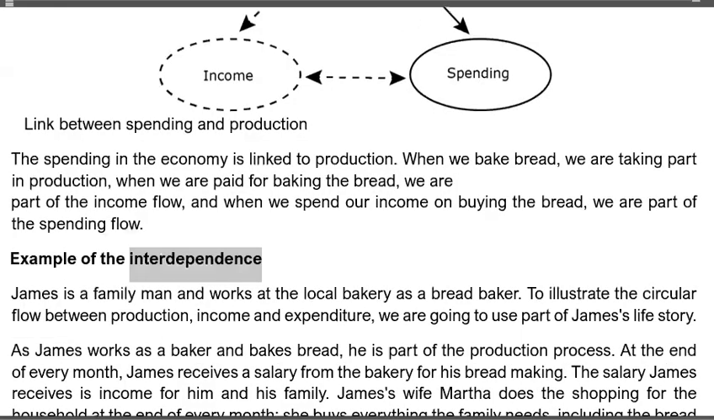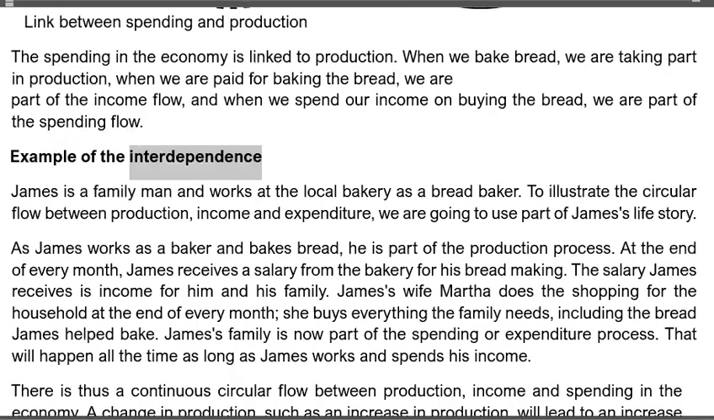Example of the interdependence. James is a family man and works at the local bakery as a bread baker. To illustrate the circular flow between production, income and expenditure, we are going to use part of James's life story. As James works as a baker and bakes bread, he is part of the production process. At the end of every month, James receives a salary from the bakery for his bread making. The salary James receives is income for him and his family.